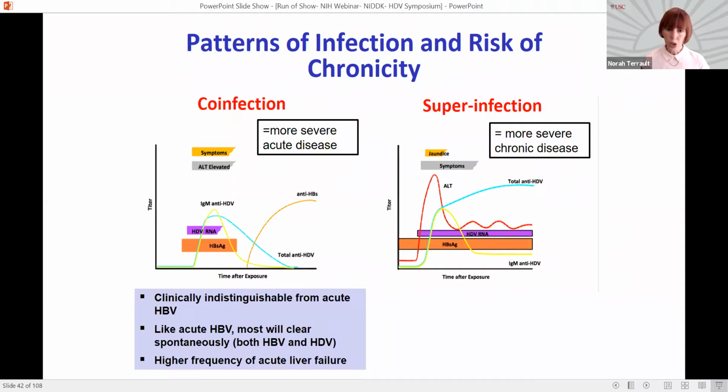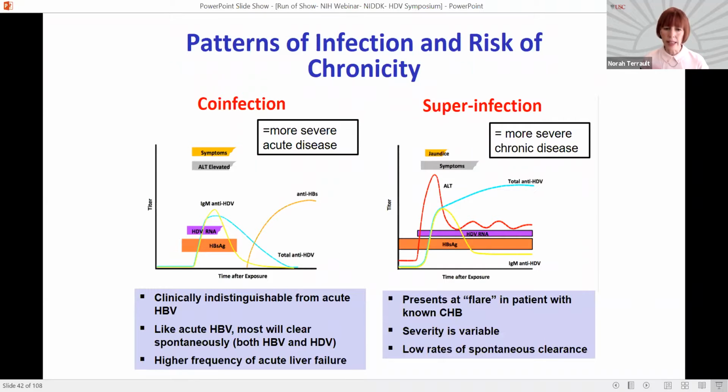Now, the other pattern is superinfection. In this scenario, you have somebody who has chronic hepatitis B and then acquires Delta. Sometimes this manifests as a flare in somebody with chronic hepatitis B. And so generally when we see flares, we should always be thinking Delta, but it can present asymptomatically. There's a lot of variability in terms of its presentation. But what's key about a superinfection is that the rates of spontaneous clearance in this setting are very low.